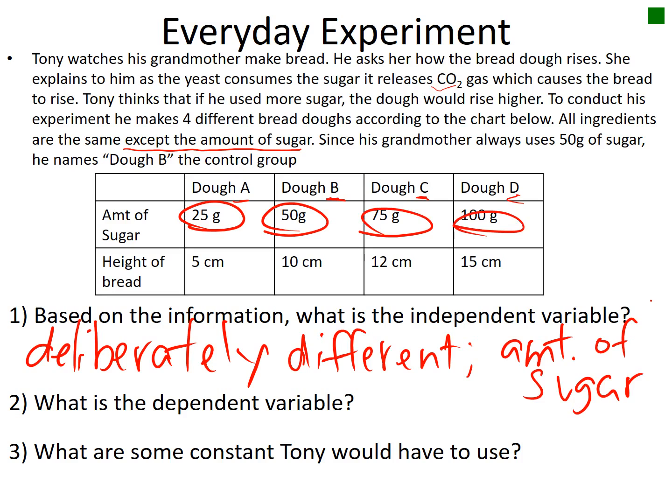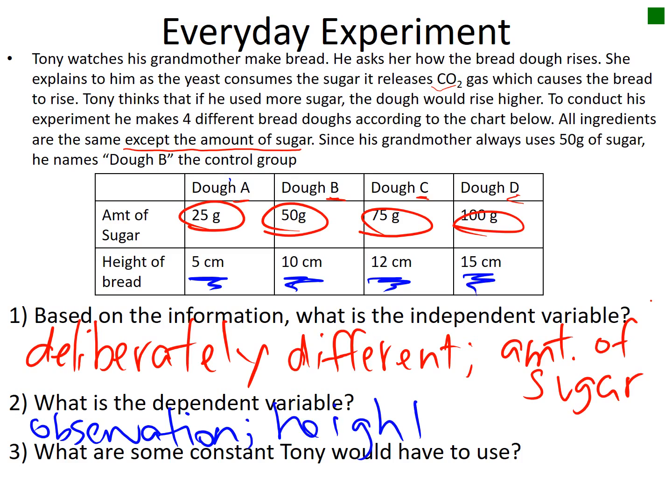Now the dependent variable is going to be what he observed. So the dependent variable is his observation. So in this case, what did he observe? Well, he observed that dough A rose 50, dough B rose 10, dough C rose 12, and dough D 15. So the dependent variable is the height of the bread.